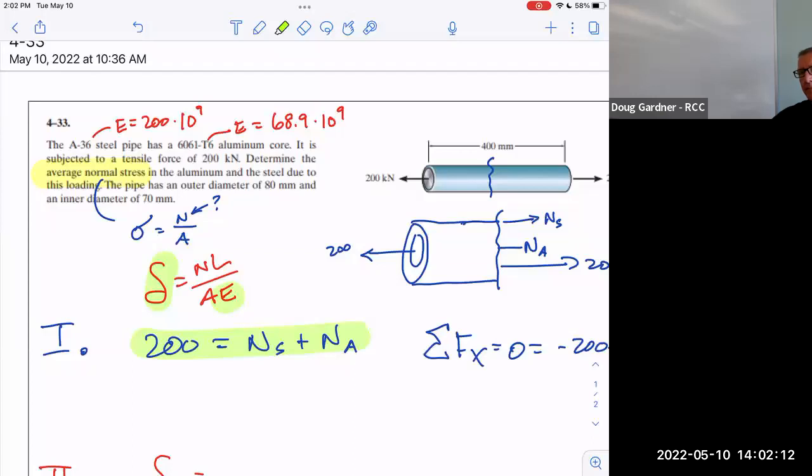Oh, so that makes that negative. That's right. And so one of them actually is going to kind of have a negative force to it, so to speak. That's interesting.